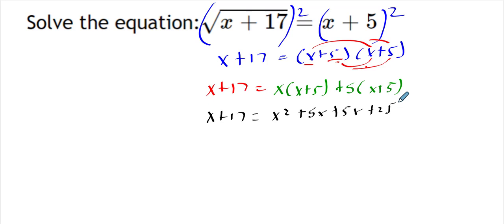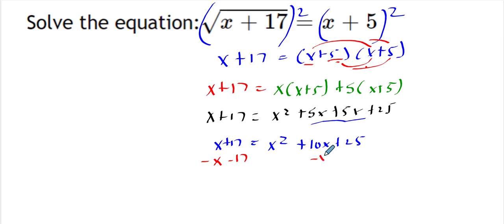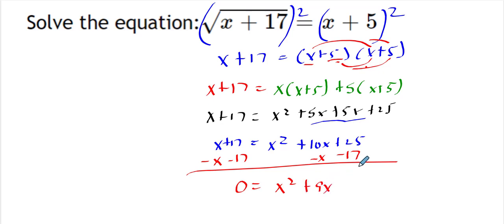And now we're just going to get everything on one side. So we're going to combine some like terms right there. So I'm going to say x squared plus 10x plus 25 equals x plus 17. Now I'm going to move both of these at the same time. We get 0 equals x squared plus 9x. Let's see, 25 and 17, that should be 8.